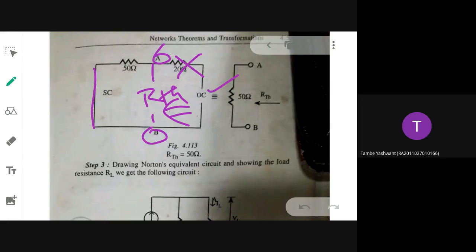Understood? That is how I am not considering the 20. Only the 50 ohm I am considering to be R-Thevenin. So we have to consider the resistor equivalent to that voltage source. Yes, across this terminal only I want R-Thevenin, not after that. Looking back only, I want to determine R-Thevenin. Okay, ma'am. Thank you, ma'am.